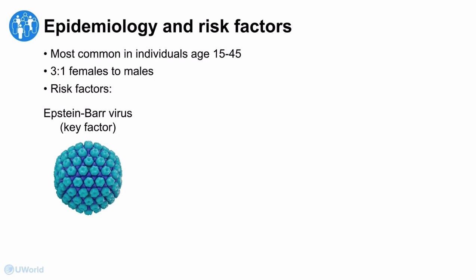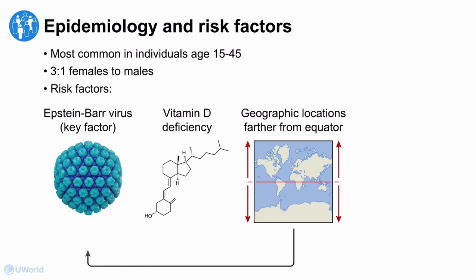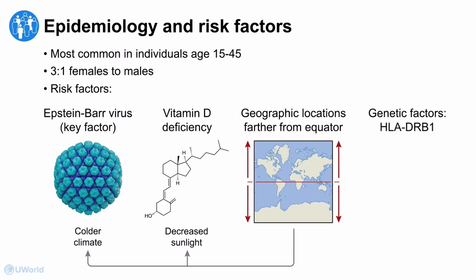Another contributing factor is vitamin D deficiency, which increases the risk of multiple sclerosis due to the immunomodulatory effects of vitamin D. Geographic locations farther from the equator are also associated with increased disease incidence, which may be related to increased viral exposure in colder climates, as well as reduced sunlight and decreased vitamin D synthesis at higher latitudes. Genetic factors conferring increased risk have also been identified, including certain MHC alleles such as HLA-DRB1.